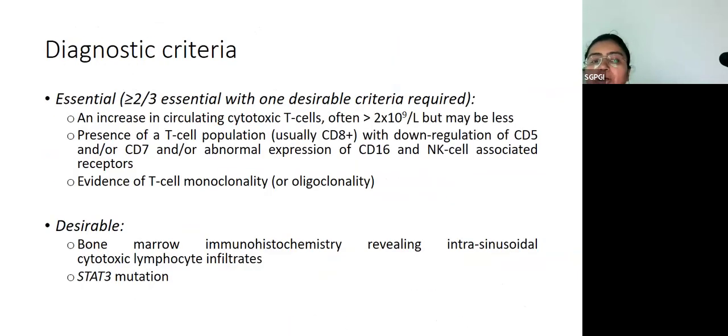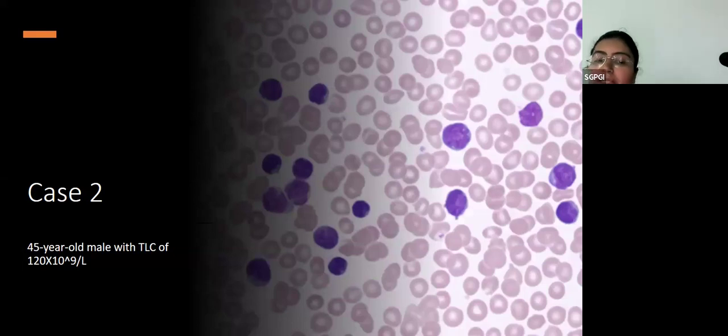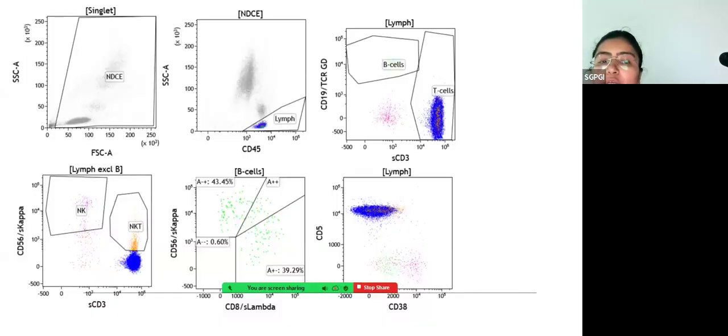Okay. So with that, we move to case 2. This is the image. It was a 45-year-old male who had a TLC of 1.2 lakhs. If you look at the cells on your right, that was the morphology from this case. And this particular patient also had splenomegaly. So if you look at the plot, if you start from the forward versus side scatter plot, what is the most striking abnormality?